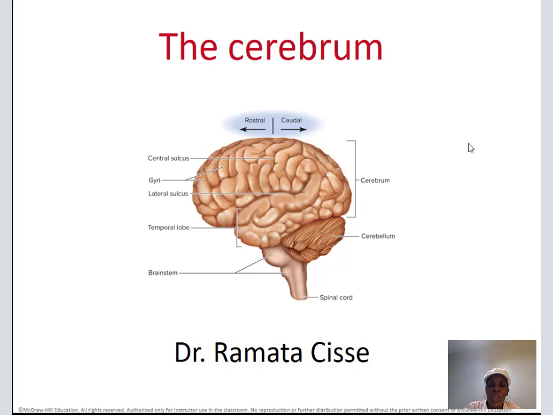Today we'll talk about the cerebrum. Now let's review a little bit about the nervous system in general. The nervous system is one of the 11 organ systems in the human body. It is divided into the central nervous system and the peripheral nervous system. The central nervous system has two organs, the brain and the spinal cord, and the peripheral nervous system is made of all the nerves coming out of that brain and that spinal cord.